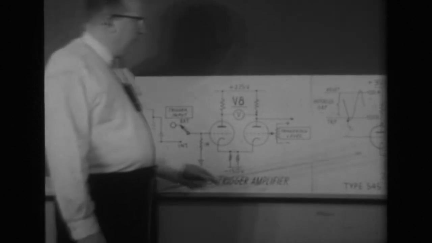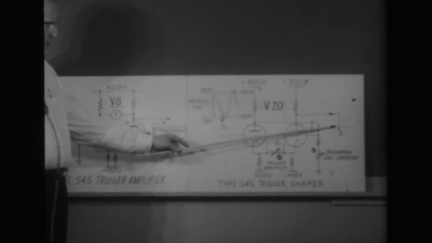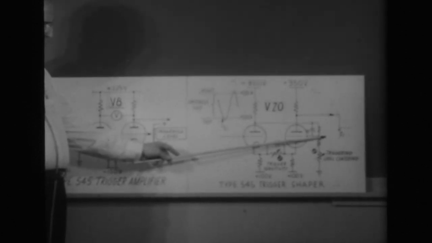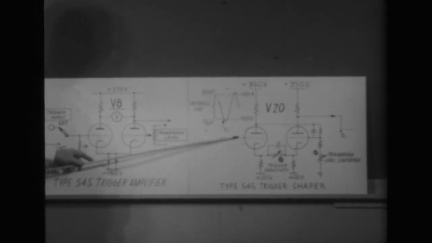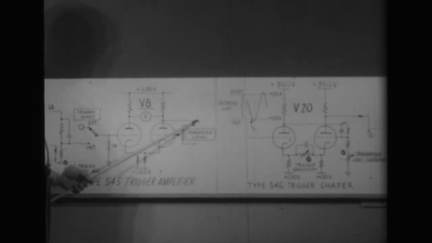Now, over in the trigger shaper, we showed that we're interested in knowing about the instant of time, or we want triggering to take place at the instant of time marked T sub 1. In other words, when the output plate of the trigger shaper circuit goes negative. And that will occur when the input grid of the trigger shaper circuit moves negative through the trip level. And so the plate of the right-hand half of V8, the trigger amplifier, will have to be moving in the negative direction at the instant of time that we want a sweep developed, T sub 1.